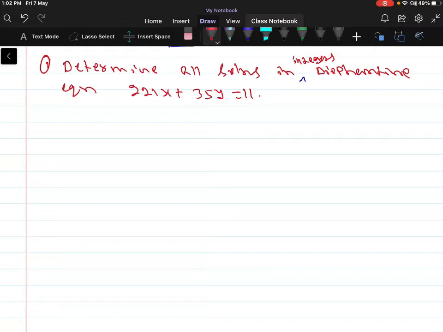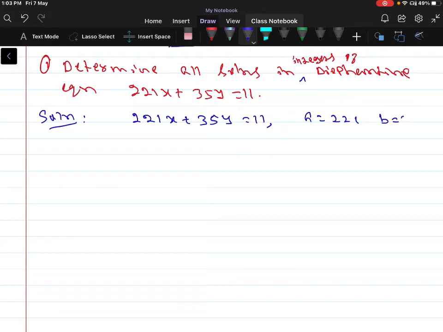Let us move to the next problem. Determine all solutions in integers of the Diophantine equation 221x plus 35y is equal to 11. So let us move to the solution. The given Diophantine equation is 221x plus 35y is equal to 11. Here a is equal to 221, b is equal to 35, and c is equal to 11.